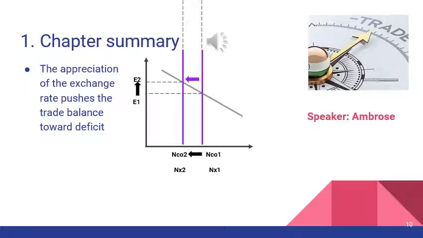In the third graph, you will see this fall in the supply of local currency will cause the real exchange rate to appreciate from E1 to E2. The appreciation of the exchange rate pushes the trade balance toward deficits. From the graph, as you can see, it causes the real exchange rate to appreciate from E1 to E2, and then NCO1 will move to NCO2, and so does NX1 will move to NX2.